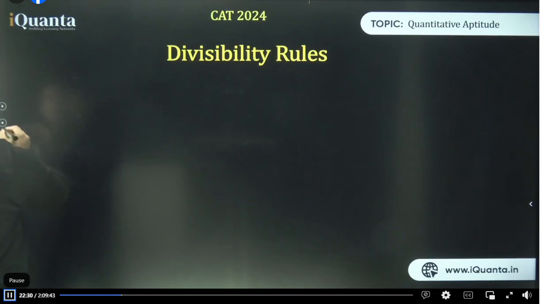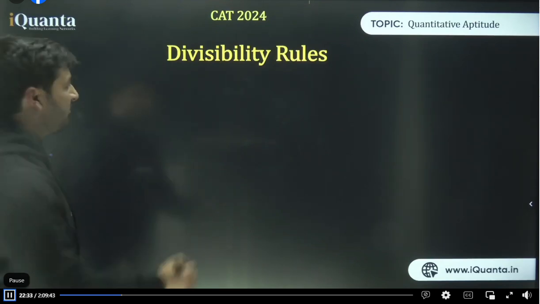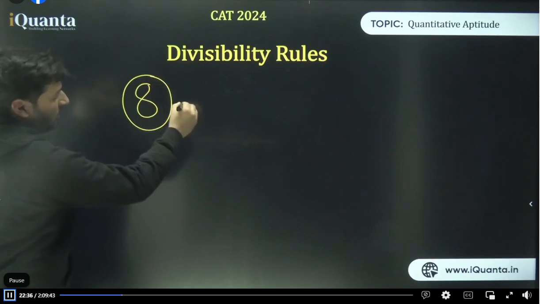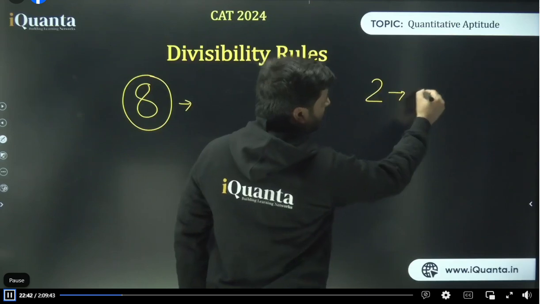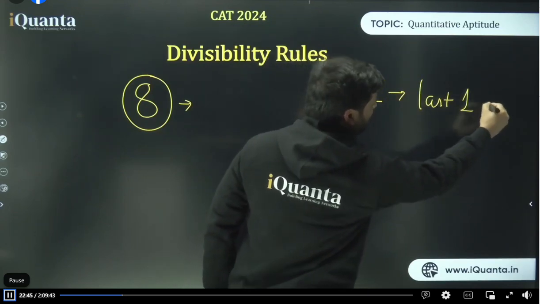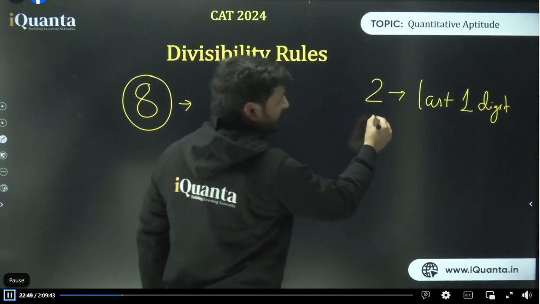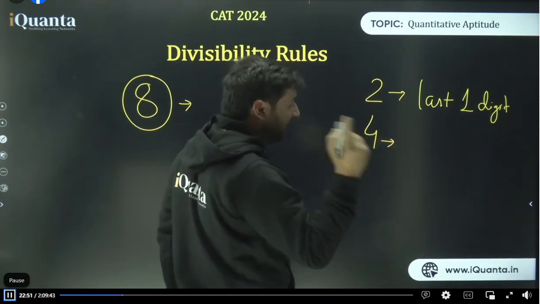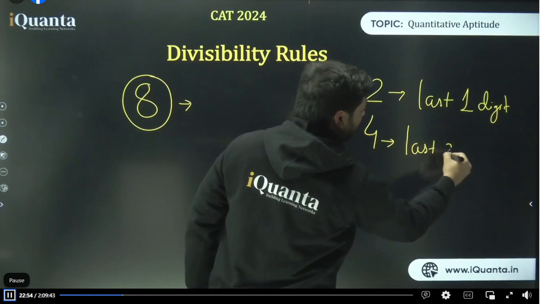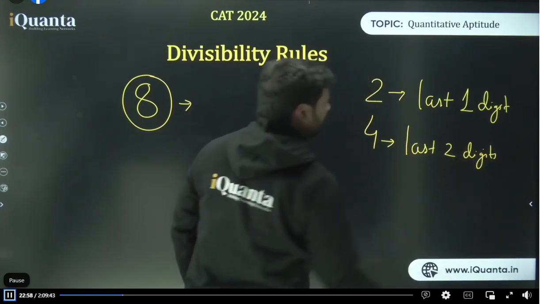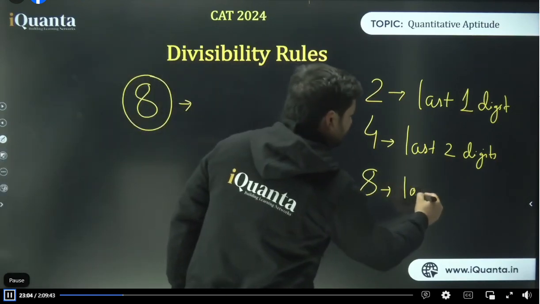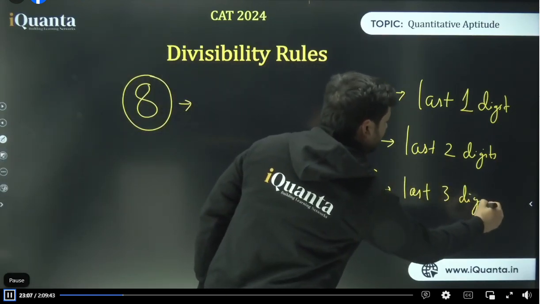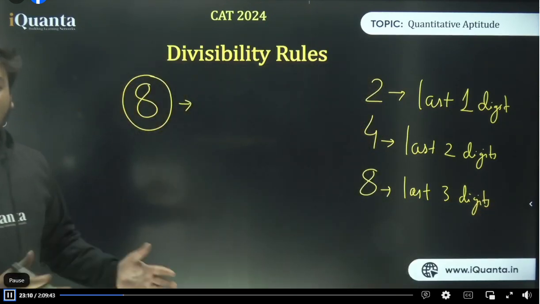Okay, we are done with divisibility of 7. Let us come to divisibility of 8 now. What is special with 8? We just saw that when we check the divisibility of 2, we check the last digit, or I would say last one digit. When we check the divisibility of 4, we check the last 2 digits. And when we check the divisibility of 8, what will we check? A pattern is followed over here. We will check the last 3 digits.